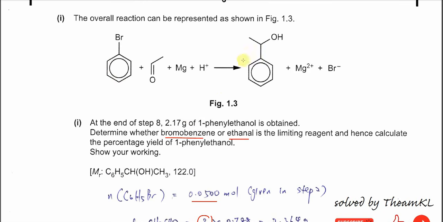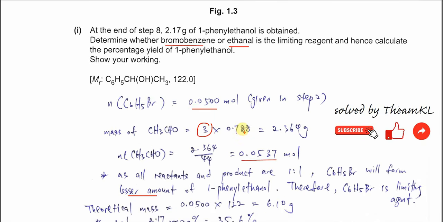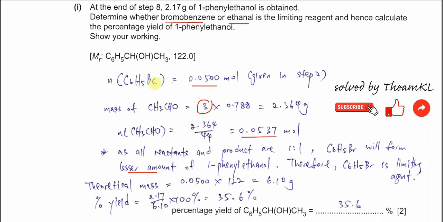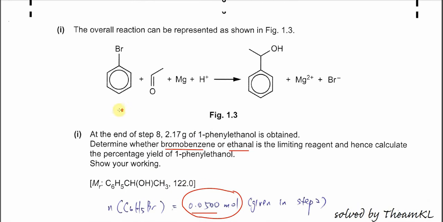1 mole of bromobenzene will form 1 mole of this alcohol, and 1 mole of ethanol will also form the same mole, right? So again, because the moles of the bromobenzene is lesser, we know that it will form a lesser amount of 1-phenyl ethanol. So the bromobenzene is the limiting agent. Once we identify the limiting agent, we must use the mole of the limiting agent for the moles of the products. So 0.05 moles of bromobenzene will form 0.05 mole of this alcohol.